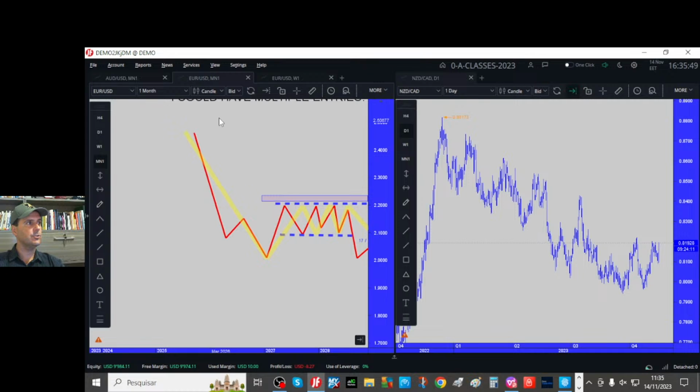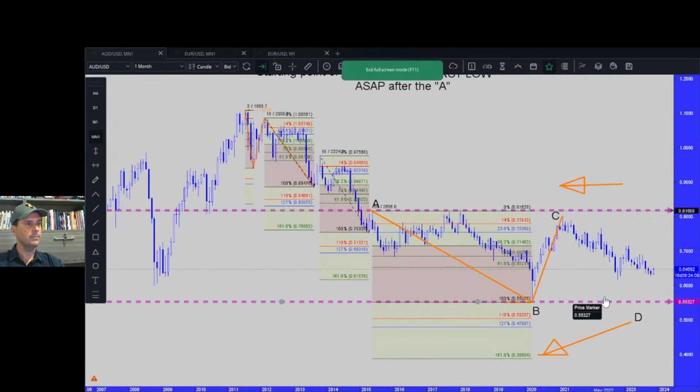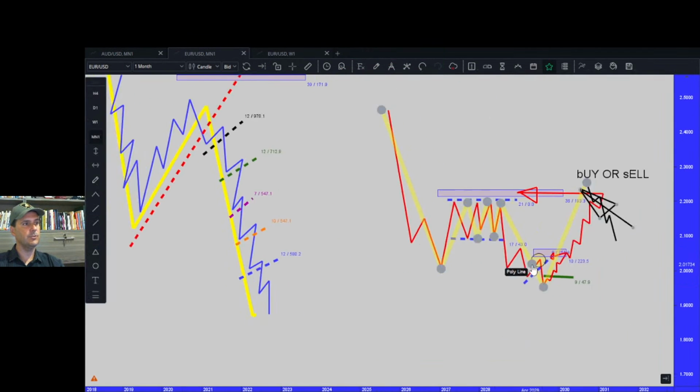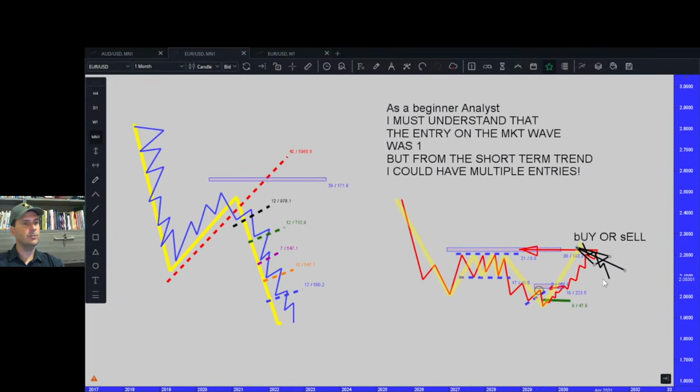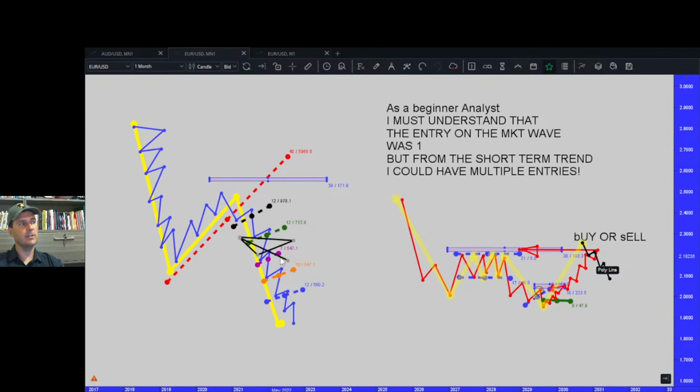Now, back to here. Back to here. This is the Fibonacci coming in the future. So, I must understand that the entry on the market wave was the red one. So if I enter on the black, green, violet, orange and blue, I'm not trading the market wave anymore, I'm trading the short-term trend. Therefore, I must learn where to put the stop loss in the correct place.